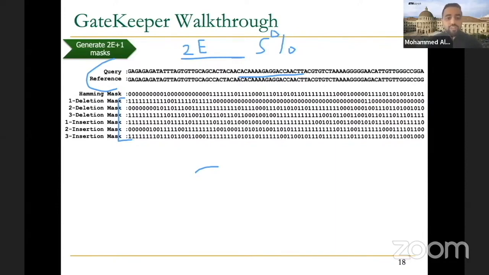Now, assume we build all these vectors. What we do, as all of you suggested, we should use the AND operation.